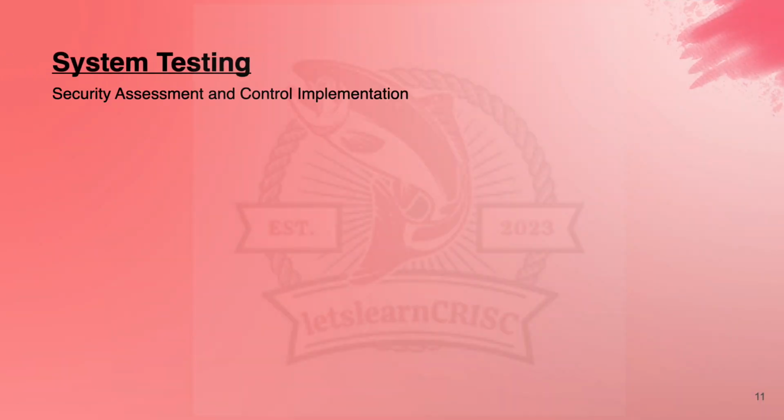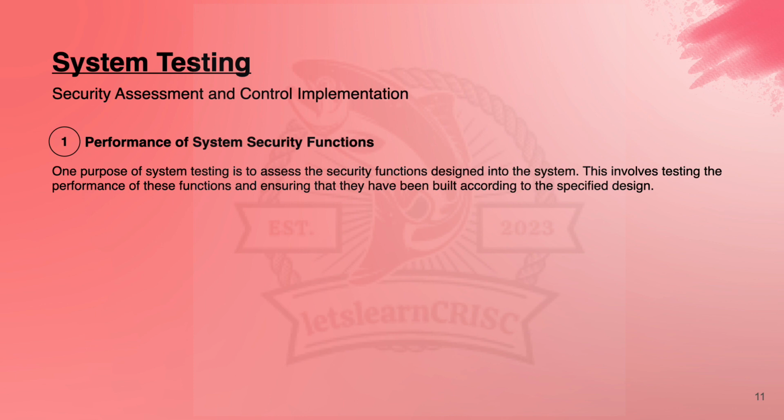Moving next, we'll discuss system testing, that is, security assessment and control implementation. First is about the performance of system security functions. Friends, system testing serves the purpose of evaluating the entire integrated system to ensure that it functions as intended and meets specified requirements, including its security aspects. For example, conducting comprehensive testing of an online banking system to assess its functionality, security and overall performance.